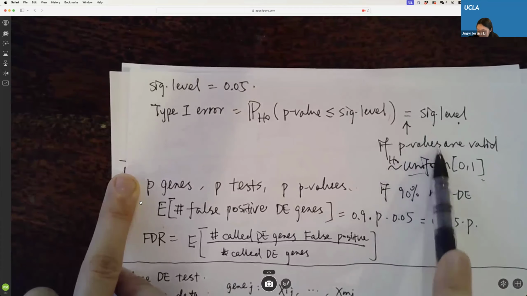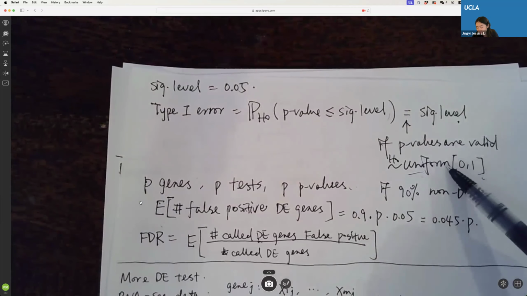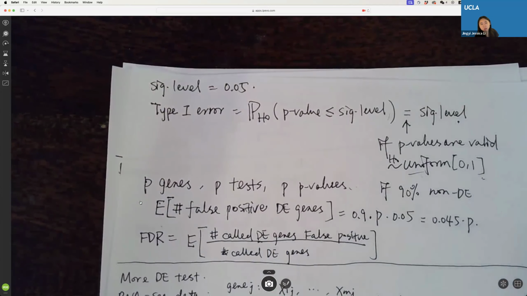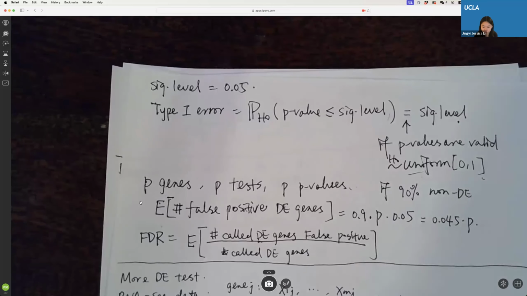Sometimes you may have p-values not perfectly calculated, but if they are more towards 1 than 0, then you're still okay, because in this case, the type 1 error will be less than the significance level. So you're still controlling type 1 error, just being conservative, and you lose power. But you will have a problem if your p-values under the null are concentrated around 0. Then, in case you have too many small p-values even when the null hypothesis holds, your type 1 error can be much higher than the significance level. So you fail the type 1 error control.